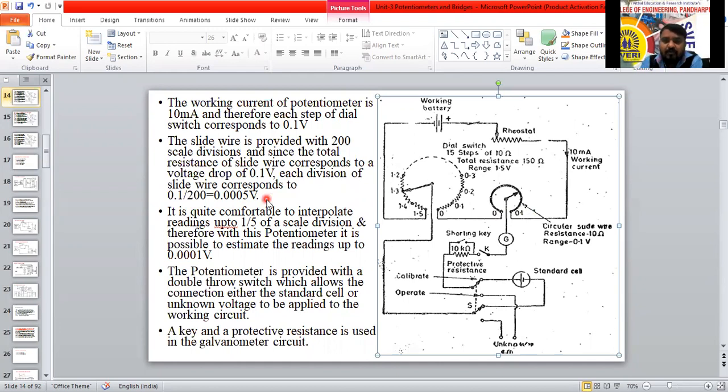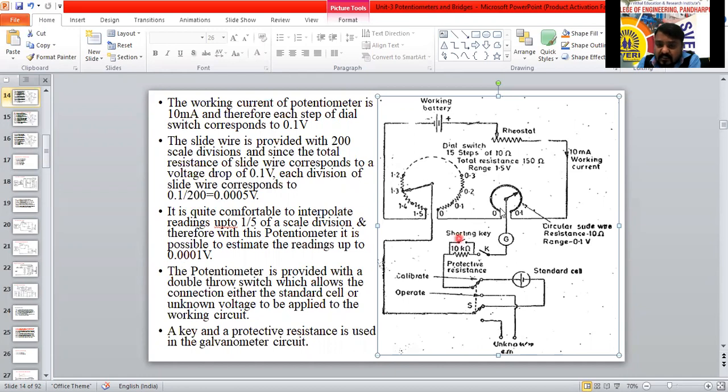So the total is 0.1, but it has 200 divisions. It is quite comfortable; we are not leaving out a single division here. For that reason, it is quite comfortable to interpolate readings up to 1.5, which is nothing but 0.0005 divided by 5. It is nothing but 0.0001; we'll get that. Cancelling 5, we get 0.0001.